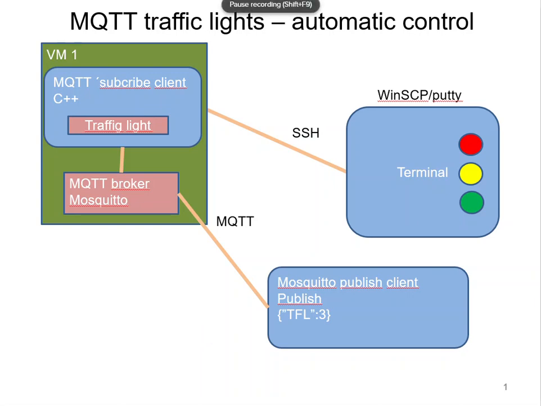Okay, so let's continue our MQTT traffic light exercises. So this was the setup that we have done earlier. So we were able to send these test messages from the Mosquitto publish client, and our traffic lights were following those commands that we were given from our terminal.